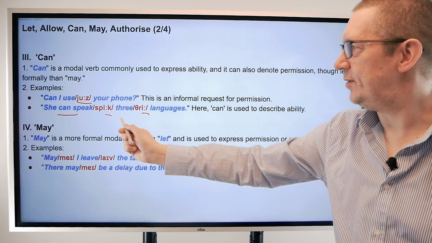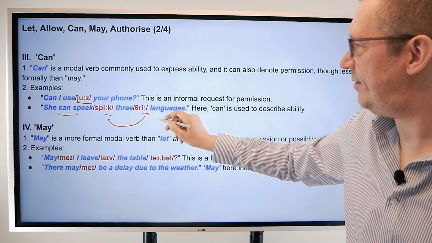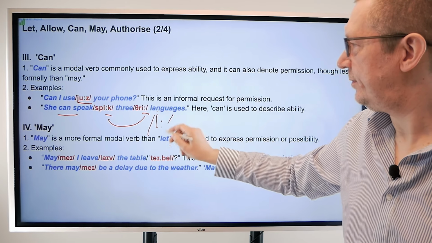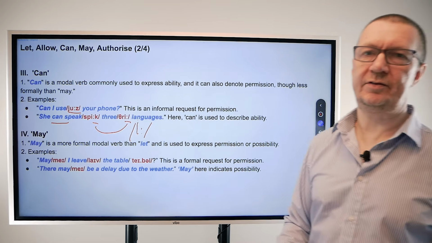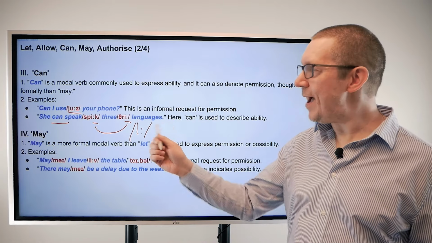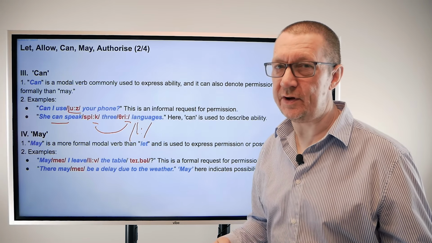Again, we've got the same sound here, which is this. E, okay? She can speak 3 languages. Can is used to describe ability here. Okay, so may is a more formal version of can.